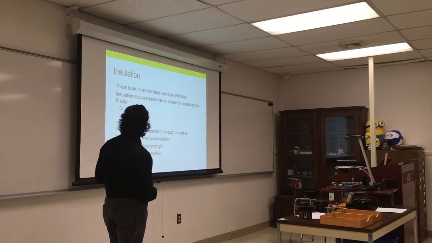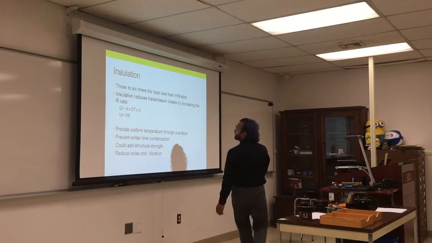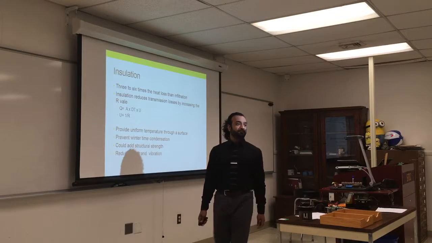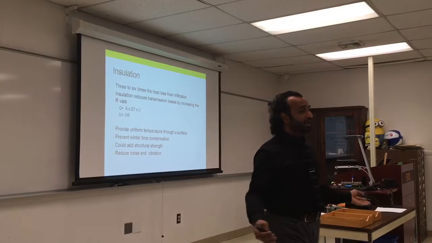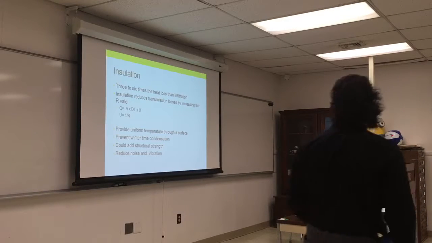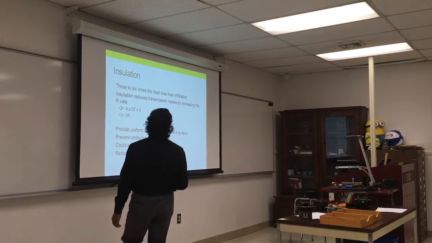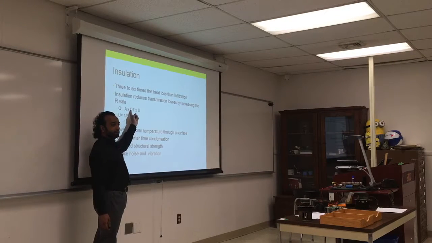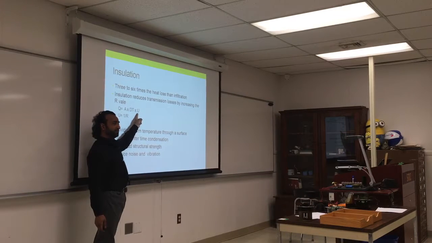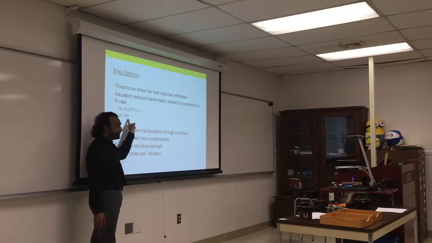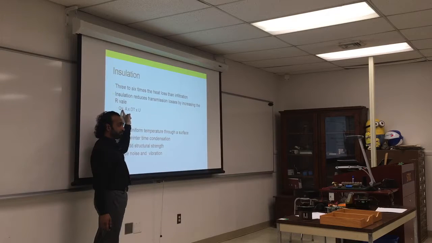So, insulation: 3 to 6 times the heat loss of infiltration. Why? It's a big area, it's what's facing the outside, it's constant throughout the day, it's not wind dependent, it's going to be always there based on delta T. Insulation reduces the transmission losses by increasing the R value. We talked about that. We have no control over the area or temperature difference, but we have control over the U factor. So the smaller the U factor, the smaller the heat transfer. The bigger the R value, the smaller the heat transfer.